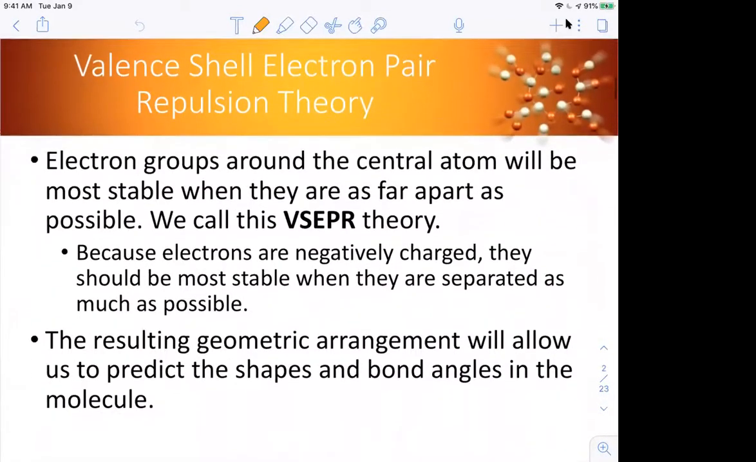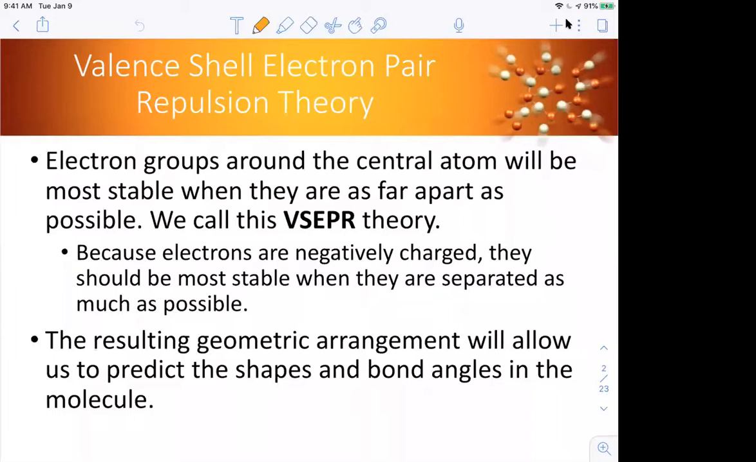So we're going to use electron groups around the central atom as a defining point as we begin VSEPR theory. We know that the electron groups around each central atom will be most stable when they are as far apart as possible. This is called valence shell because those are the groups that actually engage in bonding. Electron pair, we're looking at bonds or lone pair, repulsion theory.